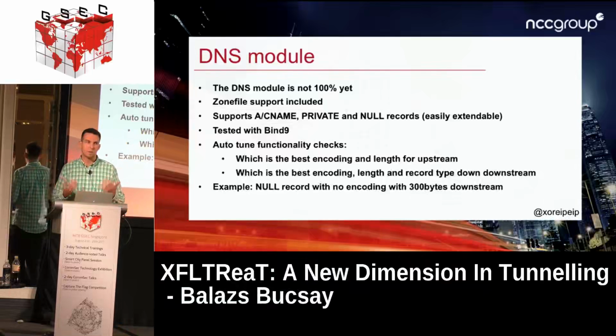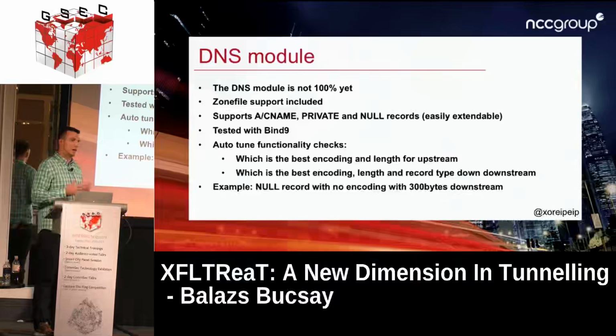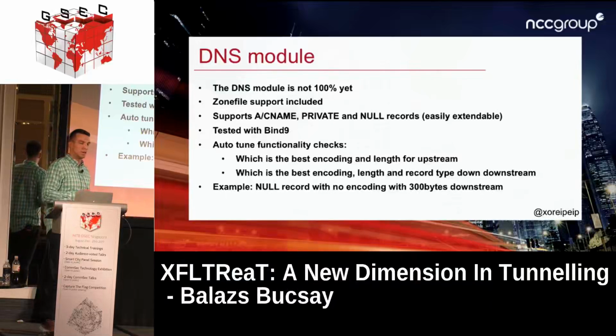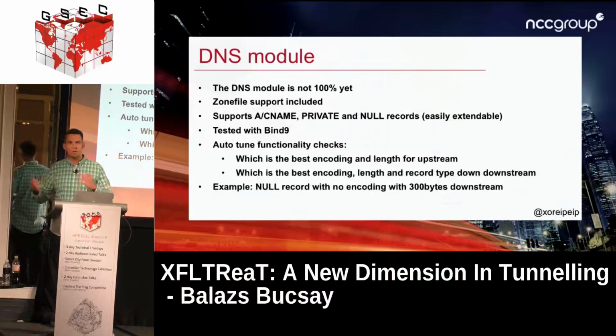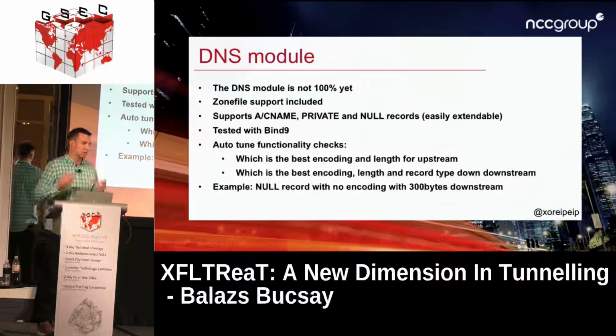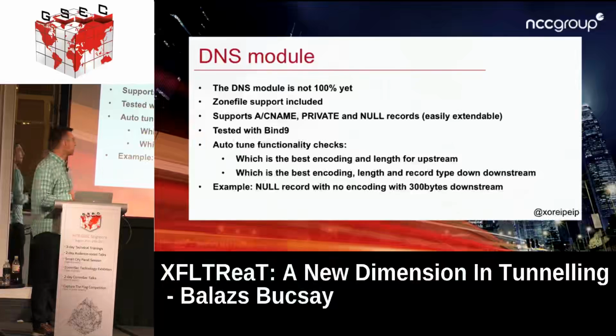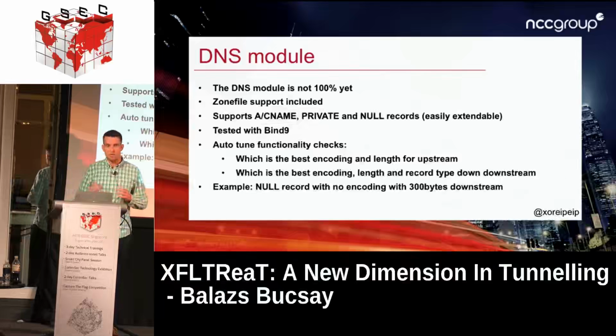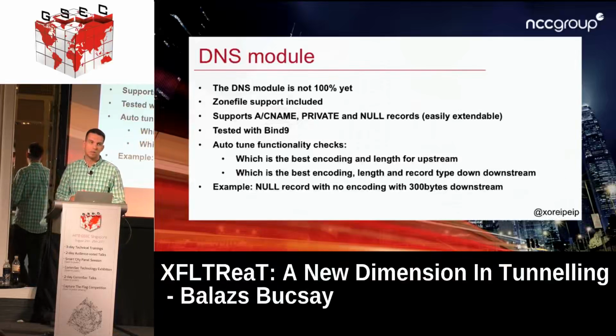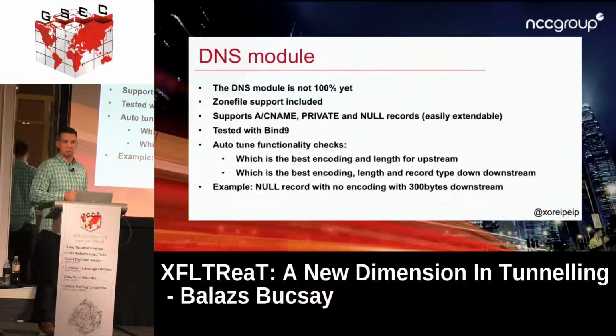The DNS itself is not complicated. The RFC is well written. It's easy to read. You can create your DNS server or relay in 1 or 2 days. It's pretty easy. But if you want to do something else than DNS, I mean, use DNS for tunneling, that's a bit harder. So right now, it's not 100% ready, but I tested it with Bind version 9, and it works really good. It supports A or CNAME, NULL and private records, and there is the auto-tune functionality, which I showed you during the demo.